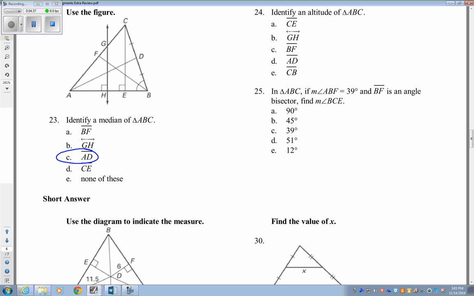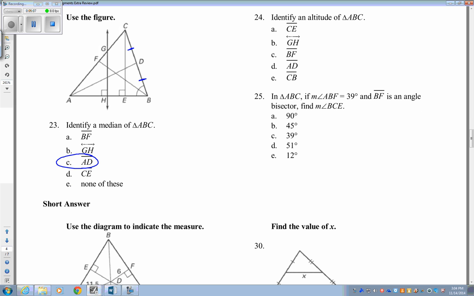Guys, stop talking, please. It cannot be FB because I don't know that F is a midpoint. There are no tick marks to show that F is a midpoint, so I can't pick that. There are tick marks right here, between CD and DB.